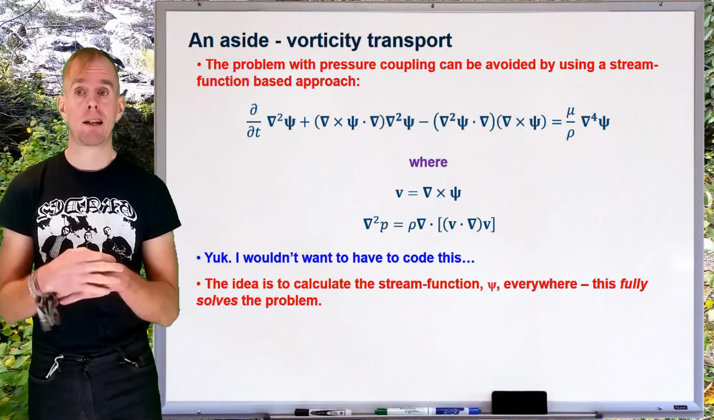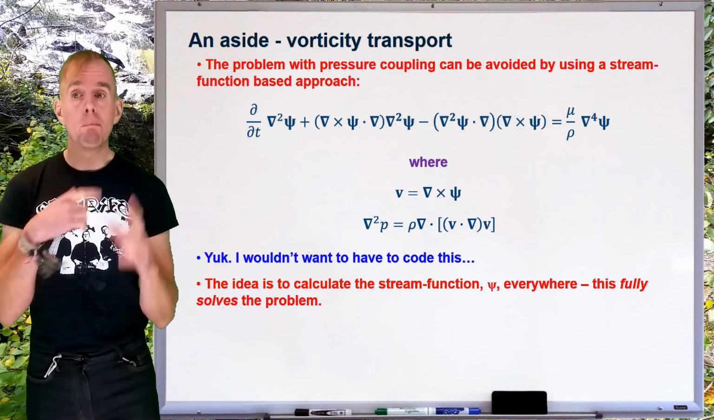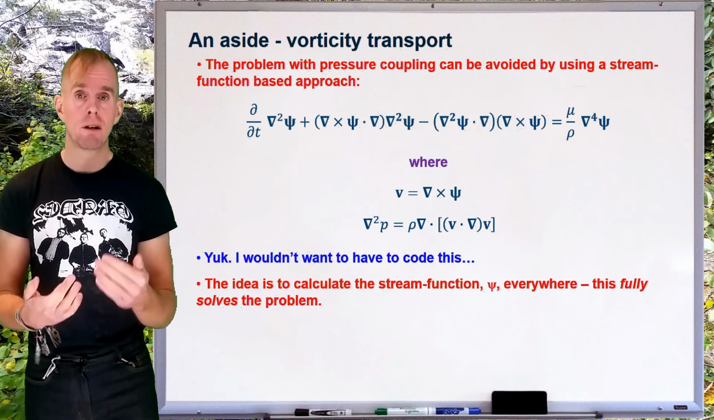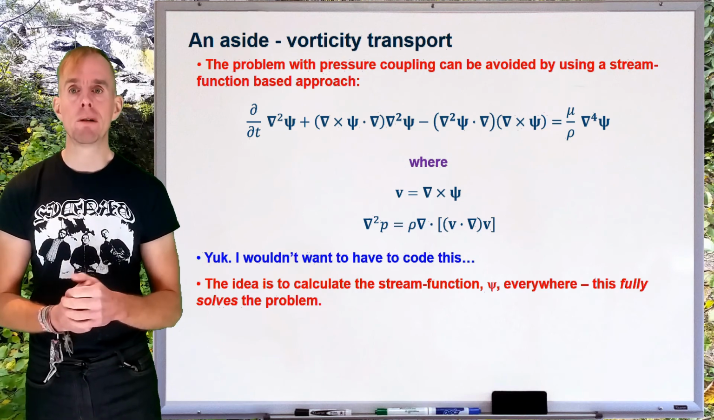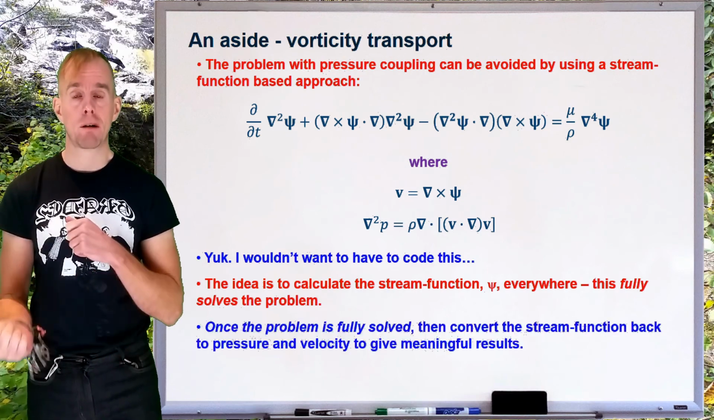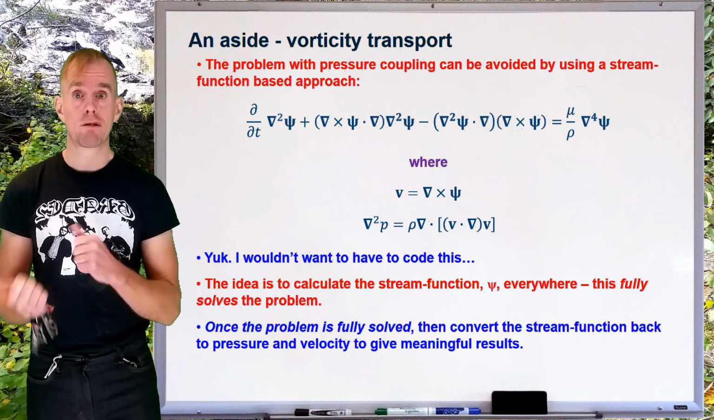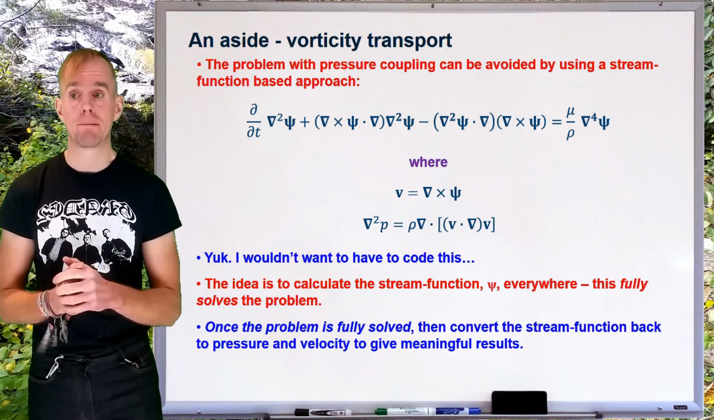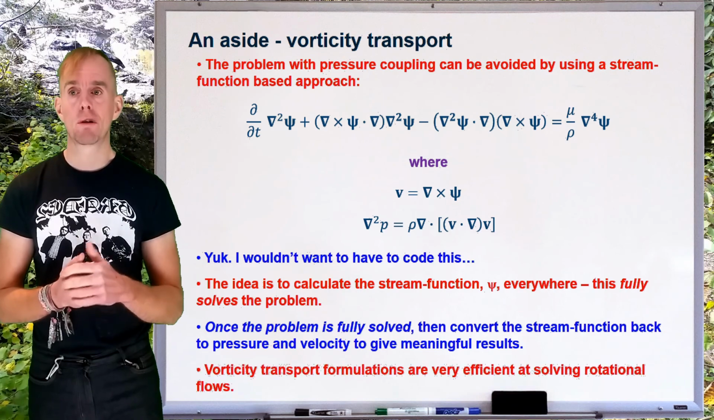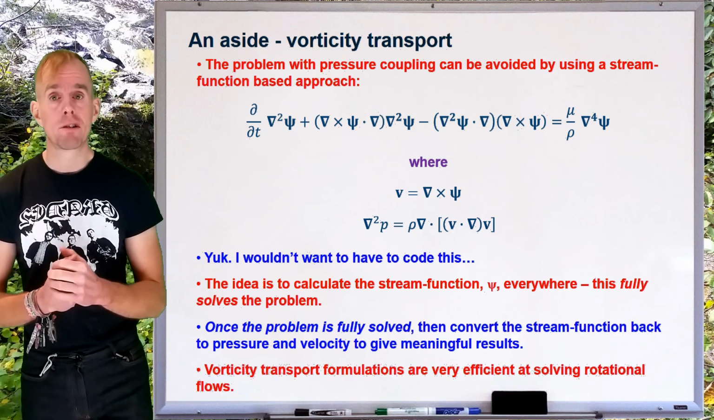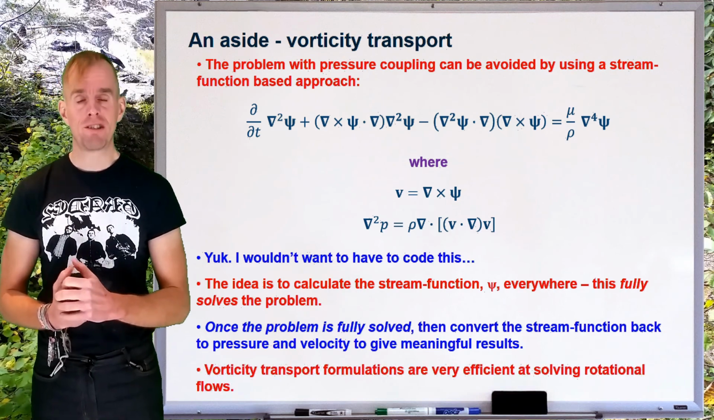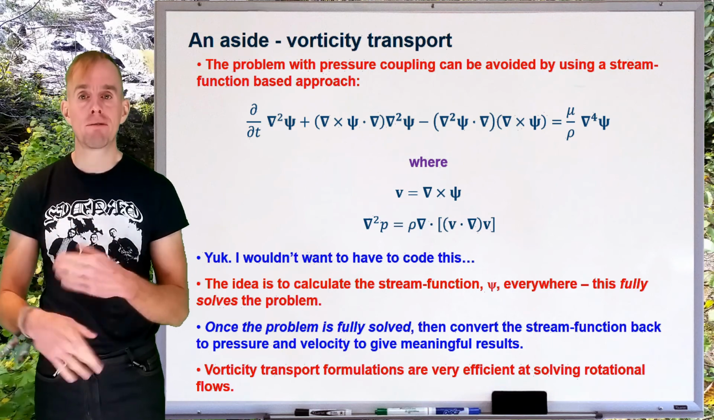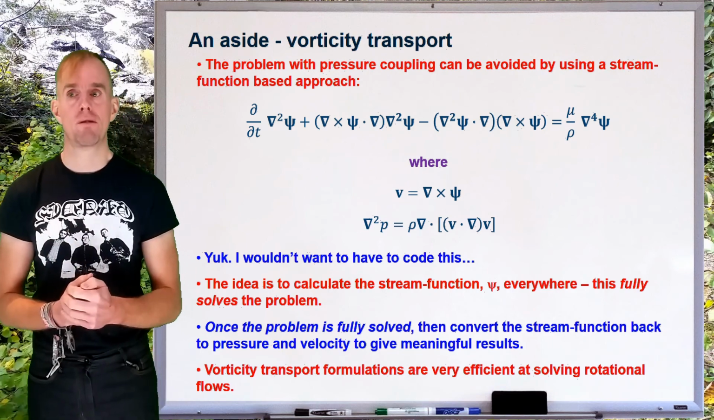But then once you've calculated psi everywhere, you then back calculate what pressures and velocities that corresponds to. And so we don't have this approach where we have to couple two fields together and try and figure out how to solve them simultaneously. Now, we're not going to talk about this approach anymore here, but suffice to say that vorticity transport formulations are very efficient when it comes to solving rotational flow problems.